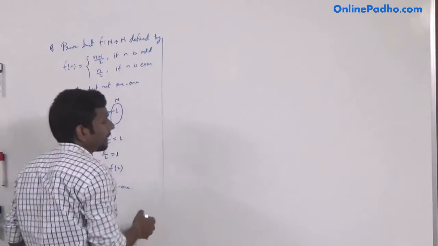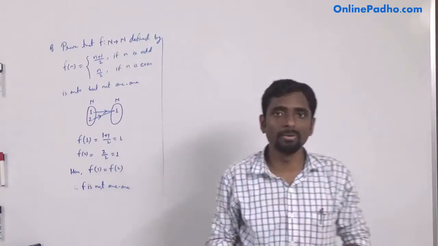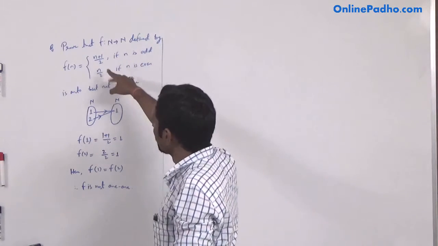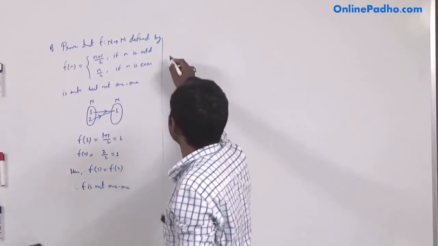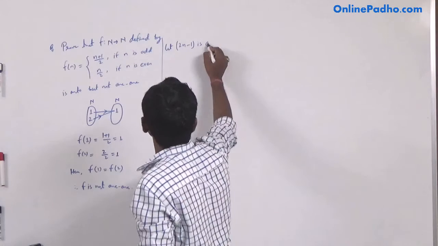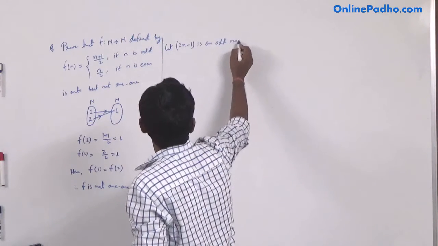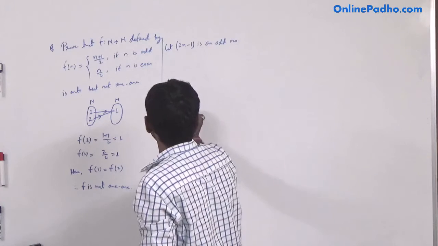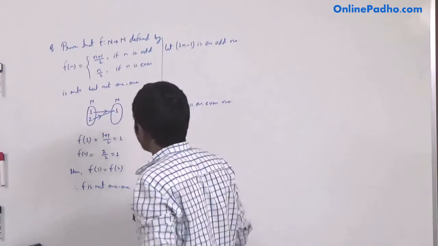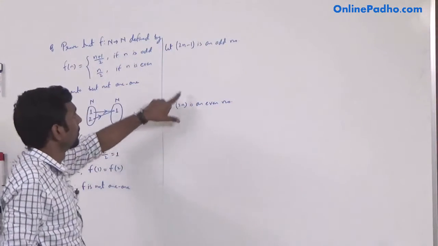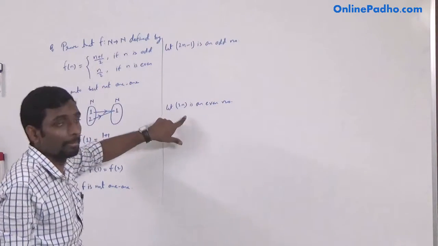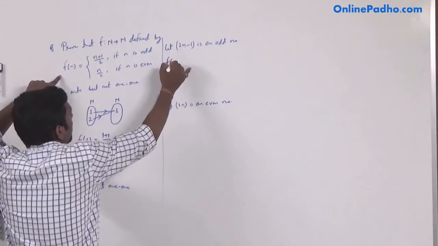Can we say that this is a surjective or onto function? How can we prove this is an onto function? Let us see. There are different formulas for odd and even numbers. Let us consider 2n minus 1 as an odd number and 2n as an even number. For a natural number n, 2n minus 1 must be an odd number and 2n must be an even number. So now we have to find f(2n minus 1).